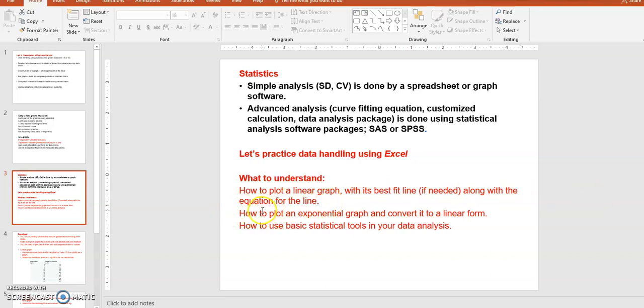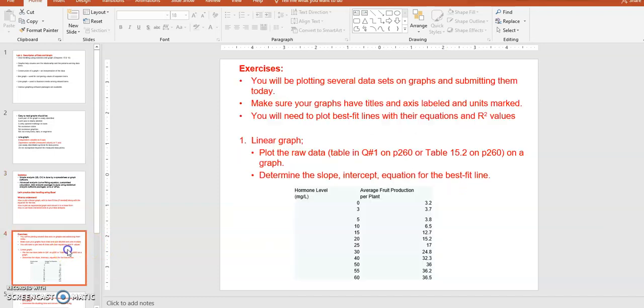And how to plot an exponential graph, if your data has unusual exponential values, and how you change that to the linear form to get the best fit line. You're going to practice that, and how to use basic statistical tools in your data analysis and graphing, like average or standard deviation. You're going to practice that today.